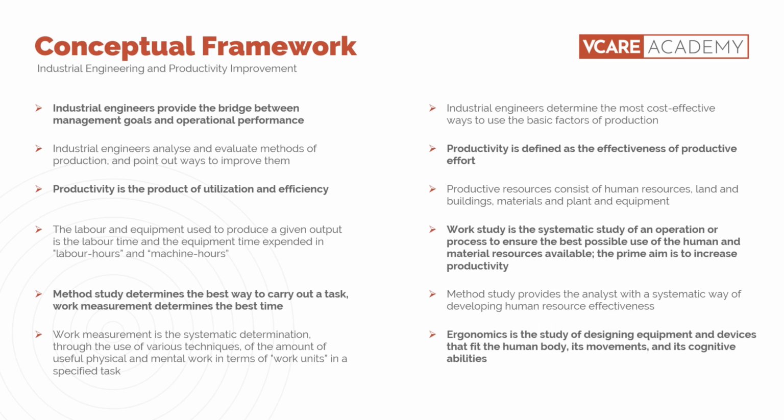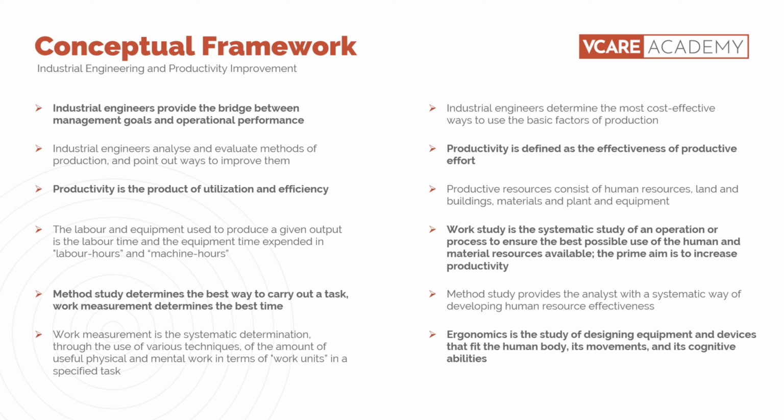The conceptual framework in this module: industrial engineers provide the bridge between management goals and operational performance. Industrial engineers determine the most cost-effective ways to use the basic factors of production. They analyze and evaluate methods of production and point out ways to improve them. Productivity is defined as the effectiveness of productive effort, and productivity is the product of utilization and efficiency. Productive resources consist of human resources, land and buildings, materials, and plant and equipment.